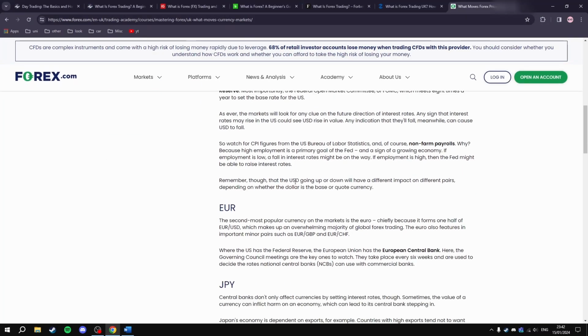Remember though that the USD going up or down will have a different impact on different pairs depending on whether the dollar is a base currency or quote currency.